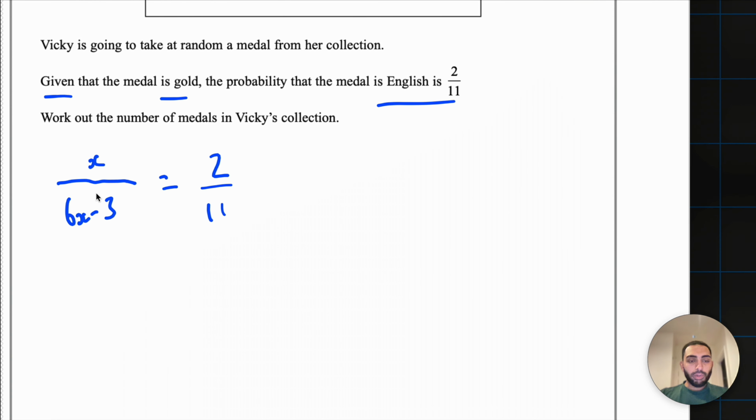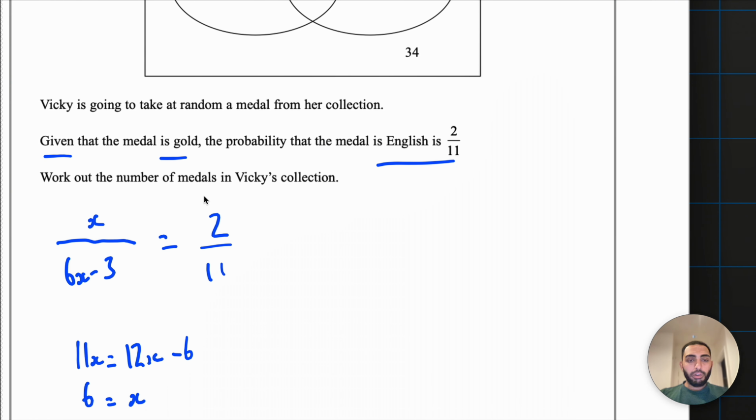I just need to solve this equation now, so I'll cross multiply. I'm multiplying this x by 11, so it becomes 11x, and I'm multiplying this 2 by 6x minus 3. So 6x times 2 is 12x, negative 3 times by 2 is negative 6. I'm going to move my 11x over to the other side, so it becomes x, and I'm going to move this negative 6 over to the other side, so it becomes positive 6. So that's that equation solved.